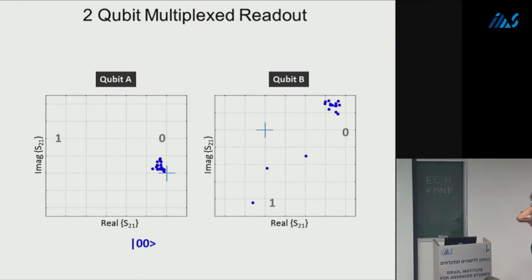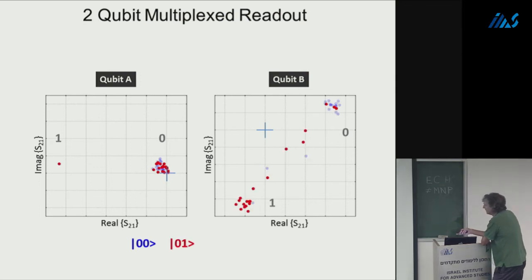So here's the result: 2-qubit multiplex readout. We have qubit A at one frequency, qubit B at another frequency. It's in the 0-0 state, and we have a kind of Gaussian packet here and here, and a few errors here. So it's here and here, the 0 state.